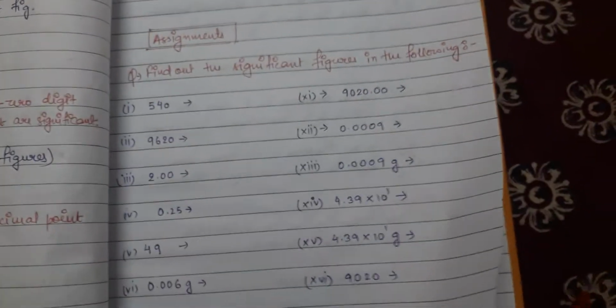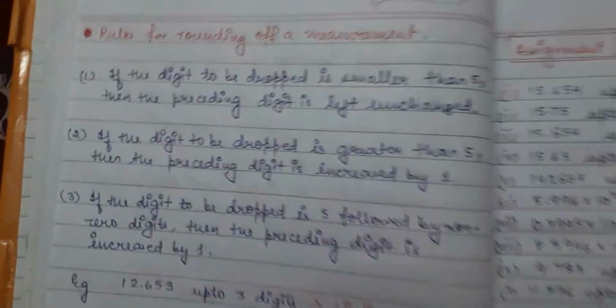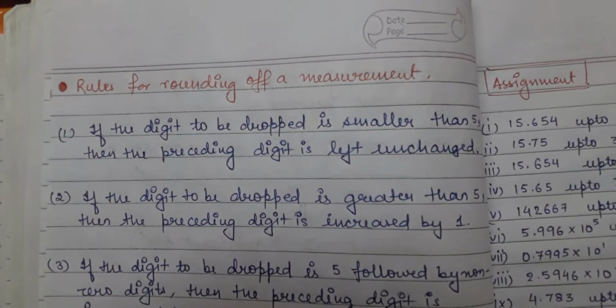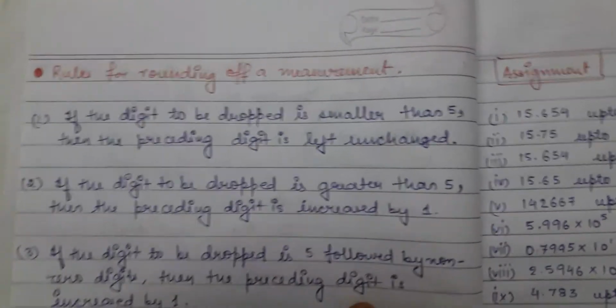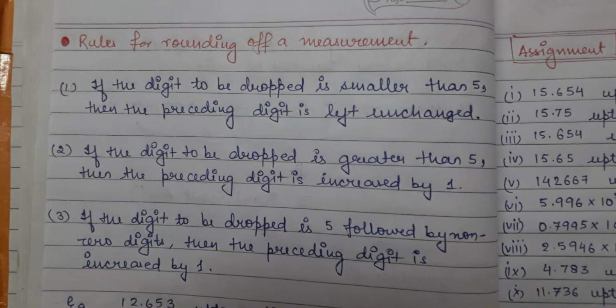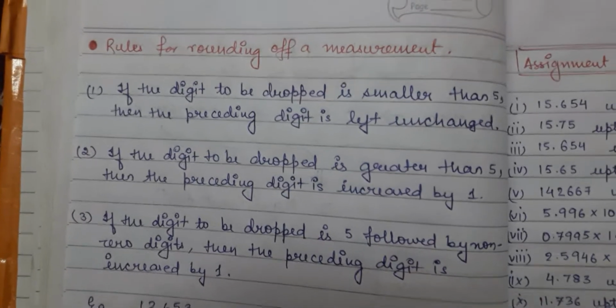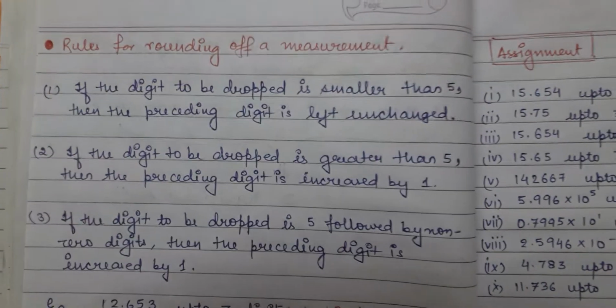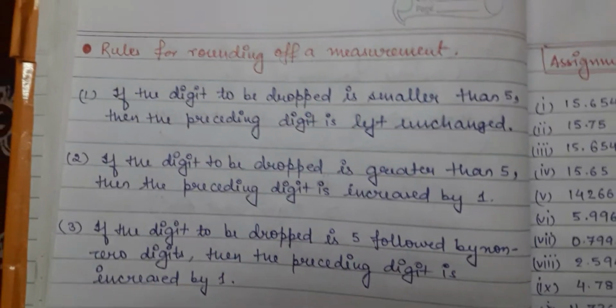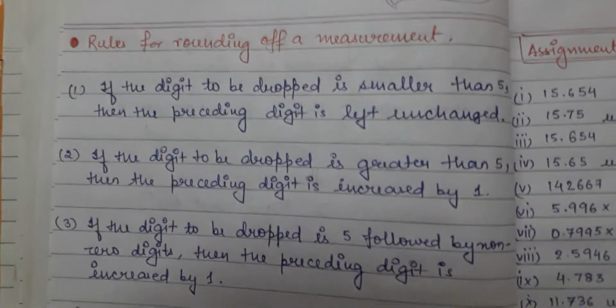Okay, there is one more small topic which we will study today, that is rules for rounding off of measurement. If we are rounding off any measurement, any physical quantity which we have measured, there are only 3 to 4 certain rules for it. So we will study the rules for them, and we will round off the digits. We will do some questions for the round off of any measurement.